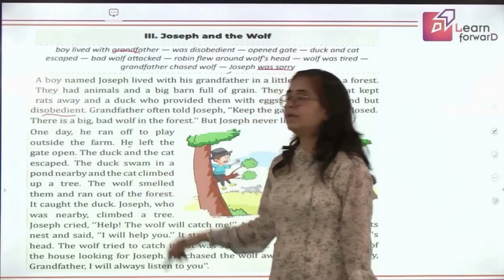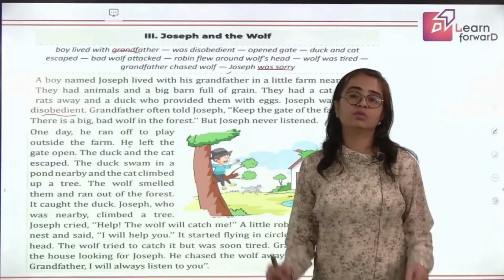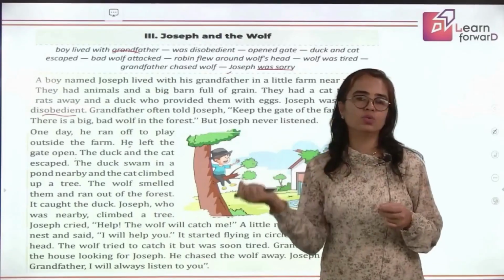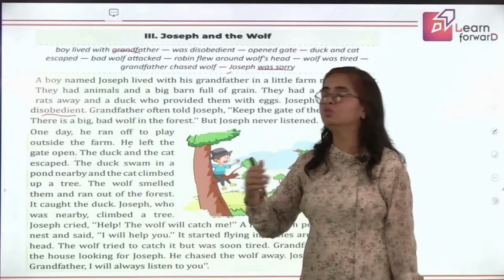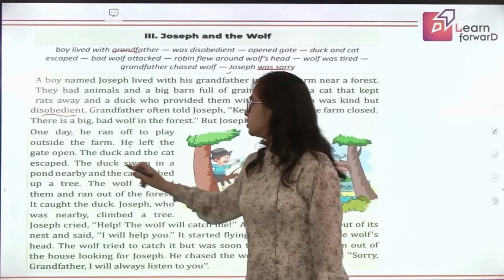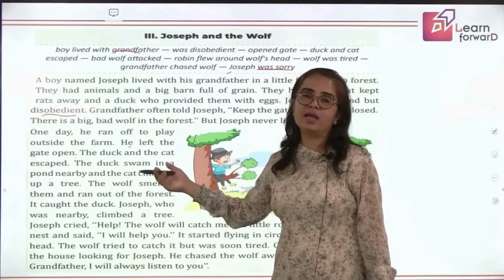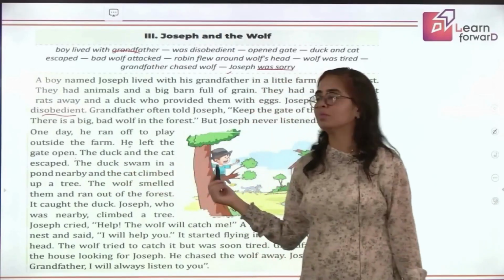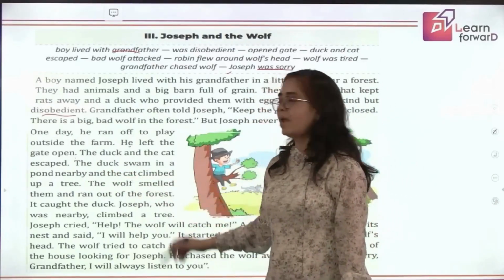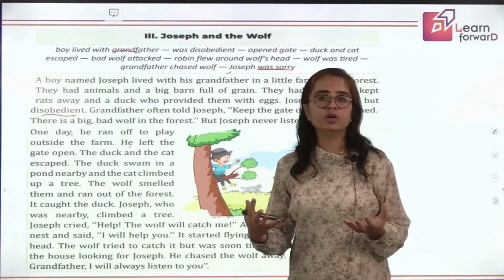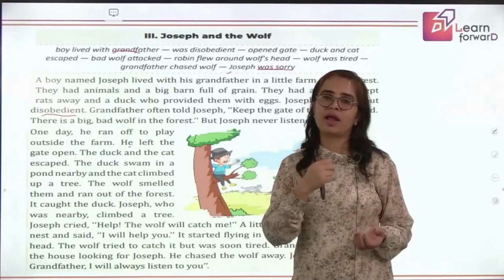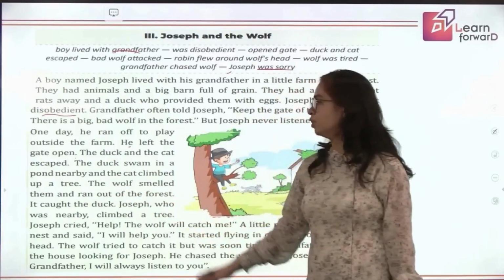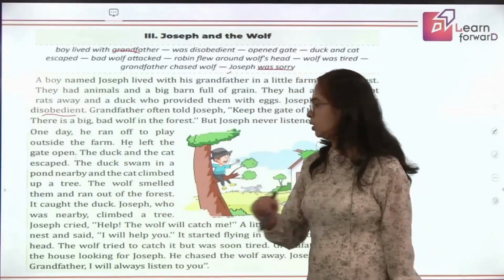The duck and the cat escaped. Now, when he left the gate open, otherwise the duck and the cat cannot open the gate. So they also moved out, and the duck started swimming in a pond nearby because ducks love to swim, and the cat climbed up a tree. The wolf smelled them. Now, when they were out of the home, the smell attracted the wolf. So the wolf smelled them and ran out of the forest, and it caught the duck there.